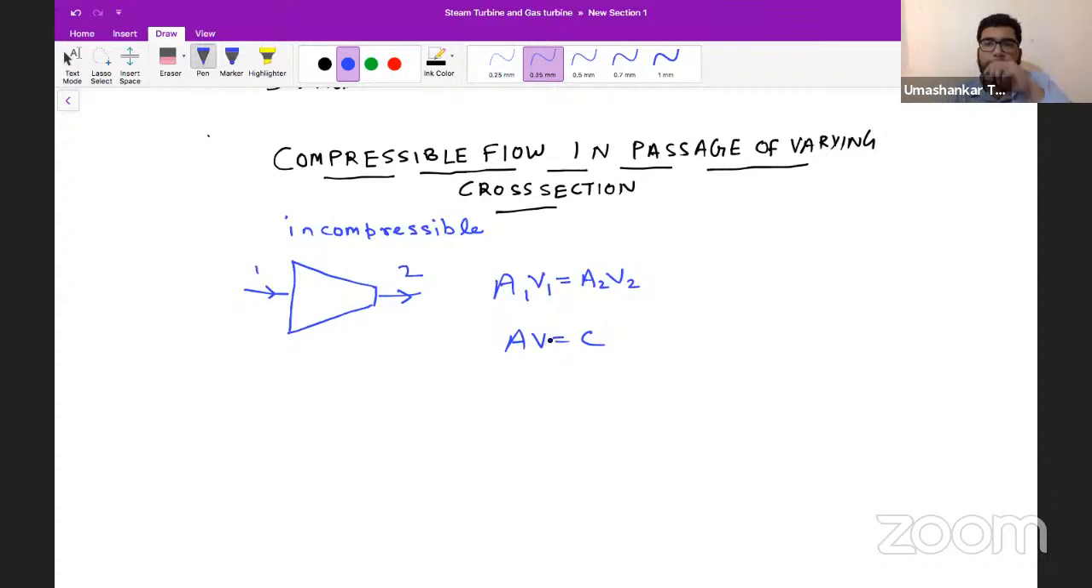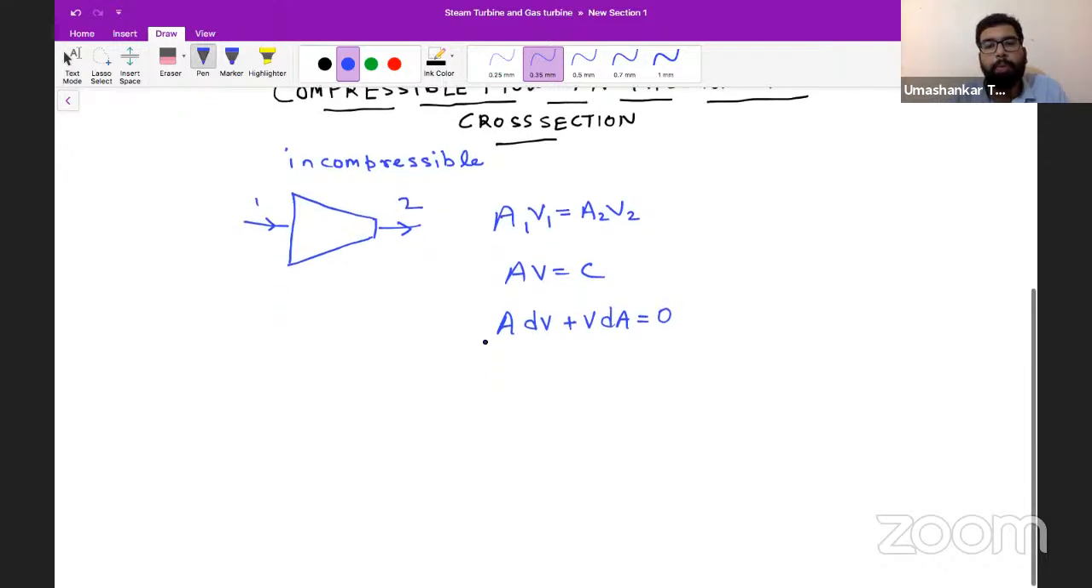Those who are in the live, they can reply to me in the chat as well. I will see how you are responding. So AV is equal to C, we know. So if I differentiate, A dV plus V dA is equal to 0. I don't think there will be any problem. So we can write like this as well: dV by V is equal to minus dA by A.